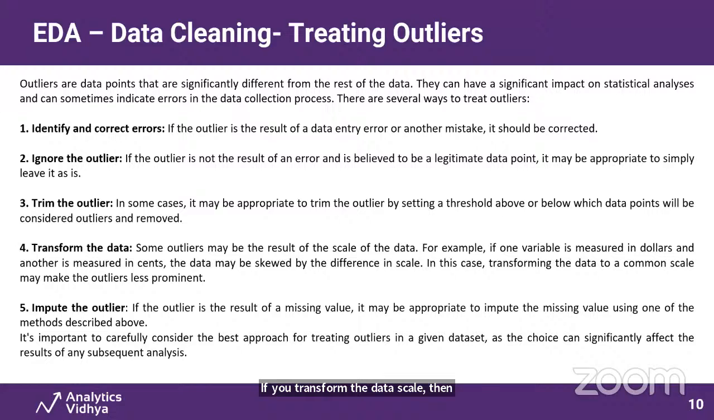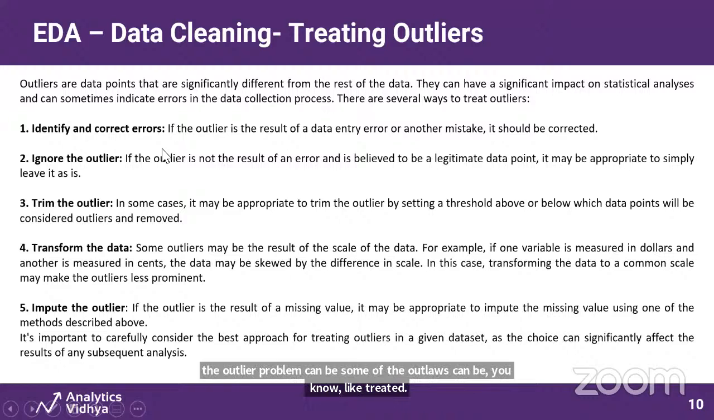Then impute the outliers. Sometimes outliers are a result of missing values, so they may be appropriately imputed. Once we do the imputation of the missing values, some of the outliers can be treated. So these are some of the ways we can treat the outliers.